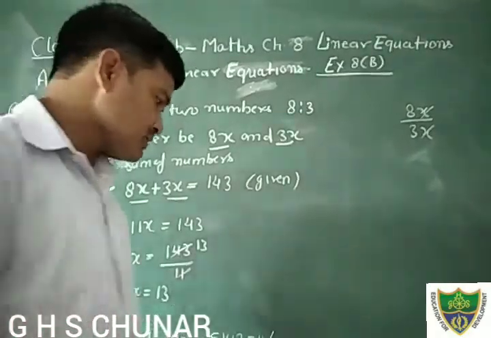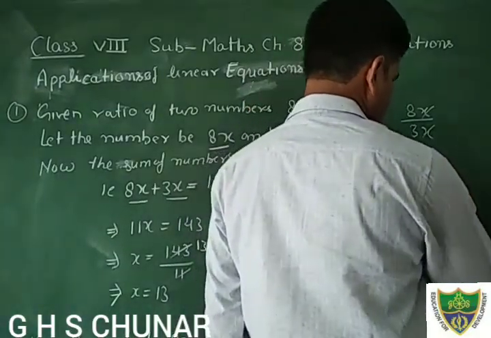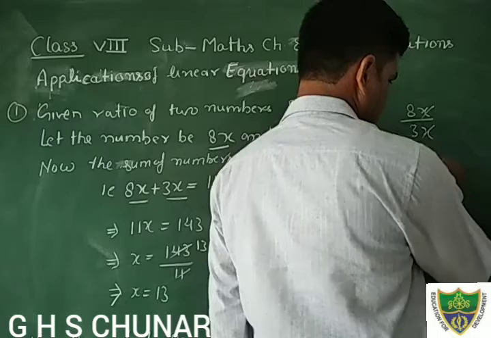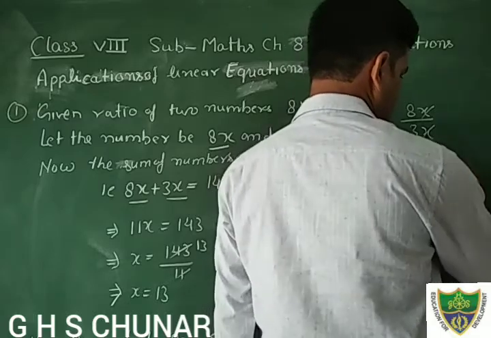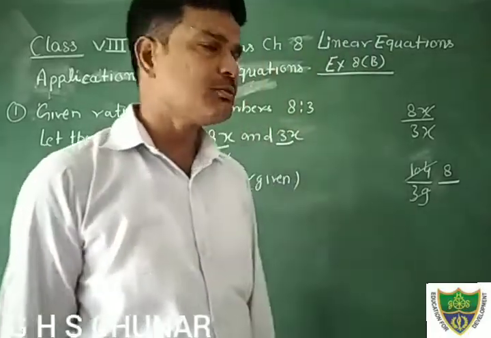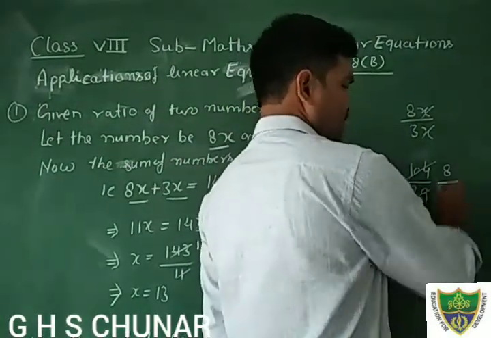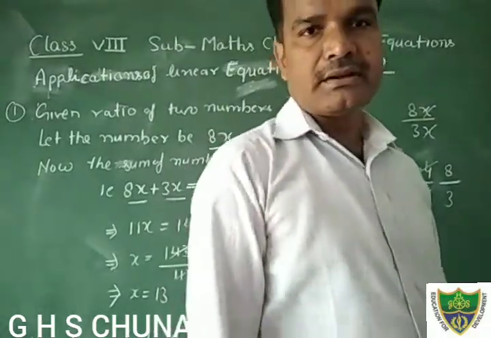When you find the ratio of these two numbers, 104 and 39, both are divisible by 13, so we divide by 13. That is 8 upon 3. So your answer is right. You note it.